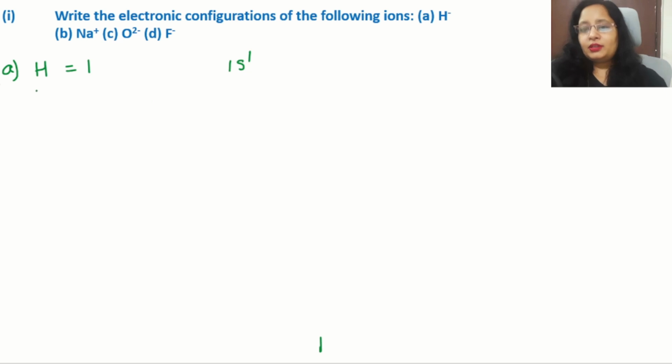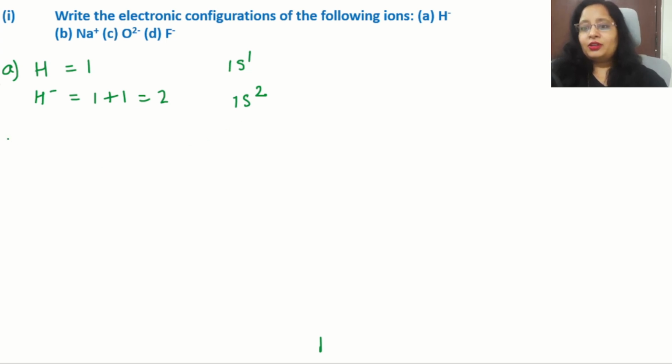So when they are talking about H minus, it means gain of one electron. So we can write 1 plus 1 electron gain, that is 2. Now total electrons are 2. So configuration will be 1s2. The second electron also comes in the s subshell.